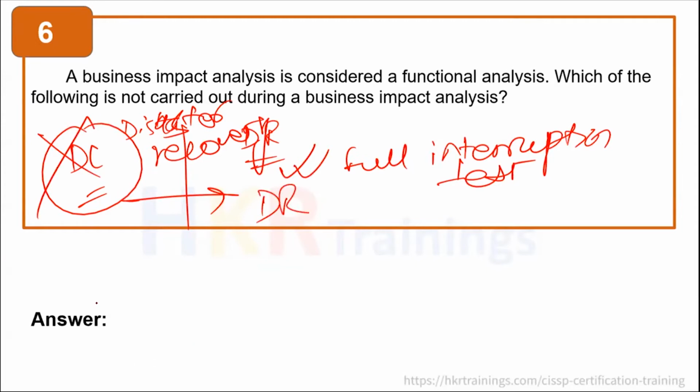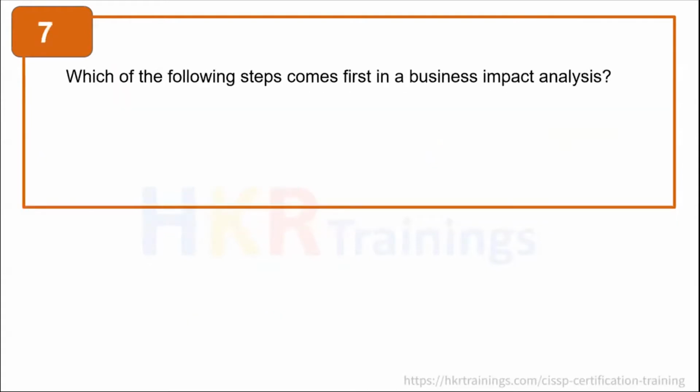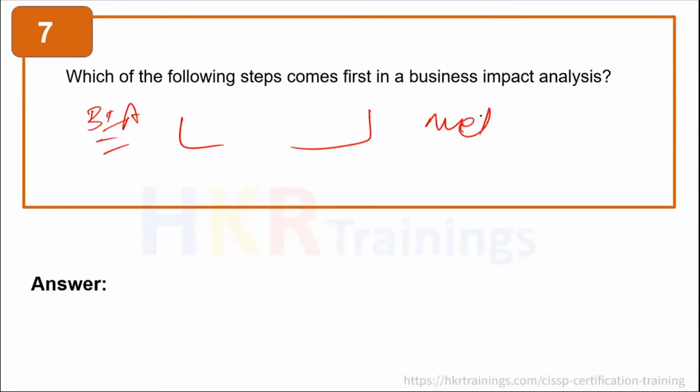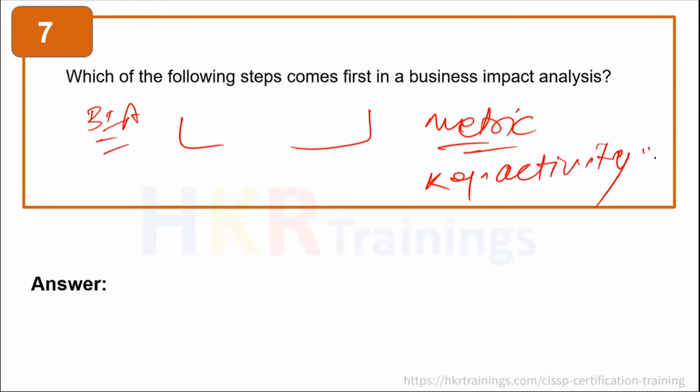So the correct answer for this question will be not doing a full interruption test or a parallel full interruption test. Moving on to the seventh question. Which of the following steps comes first in business impact analysis? So what I've told you about BIA is, in BIA, we sit down with all the team members. We try to formulate a metric to assess the impact of any key activity failing. If any of the key activities goes down, then what will the impact be on my business? That is what business impact analysis is.